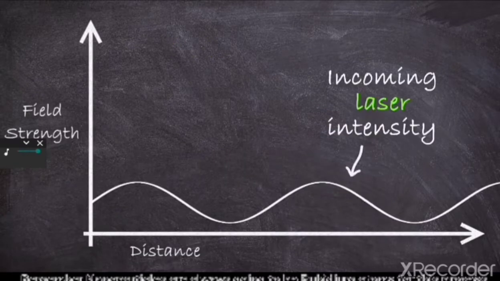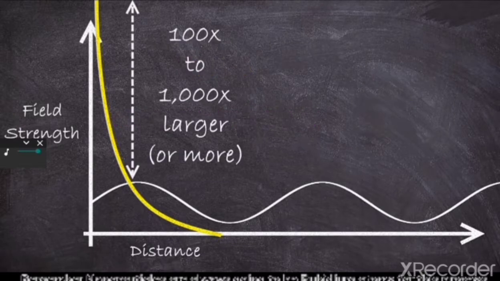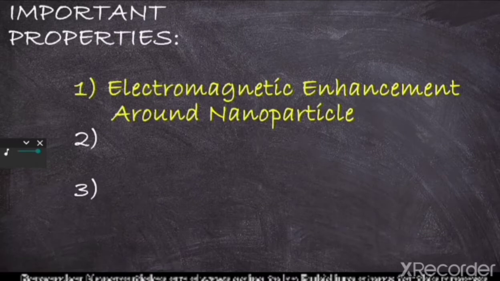But by how much is this field enhanced? Often by a factor of thousands, or even hundreds of thousands. It's an enormous boost. So that's our first key property. They boost the strength of the electric field in their neighborhood.